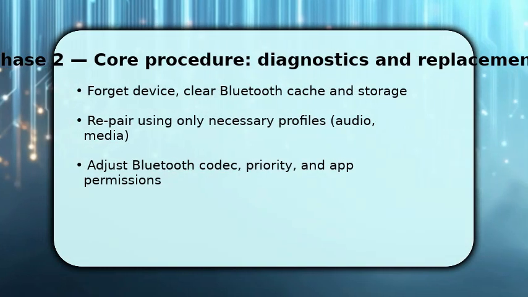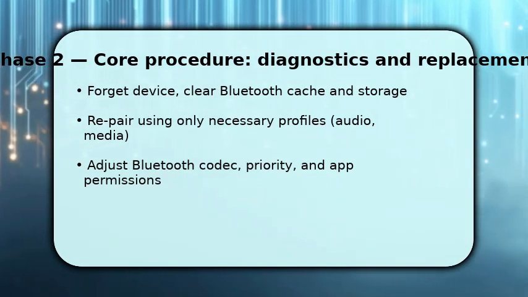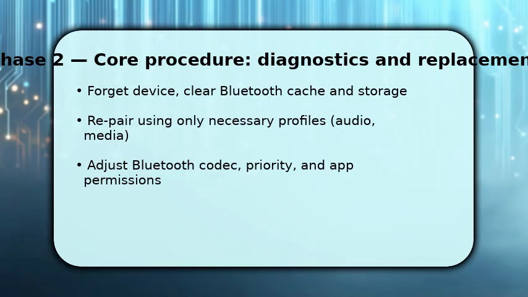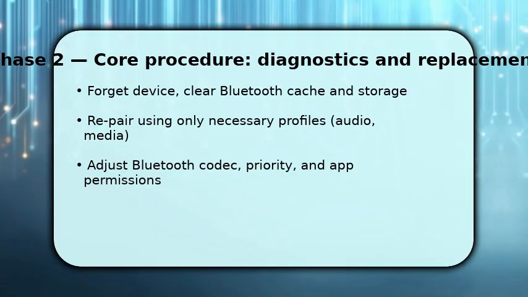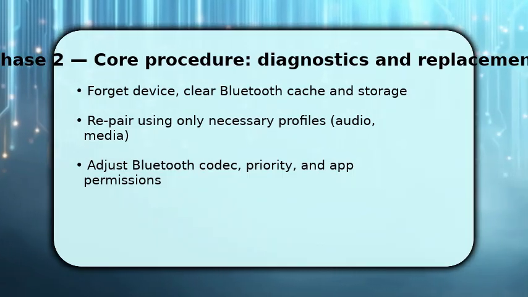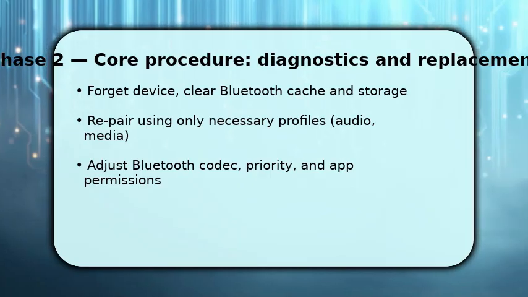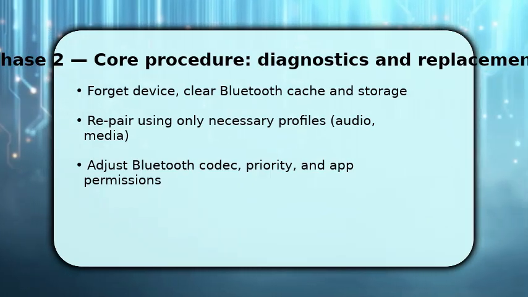These steps remove common environmental causes, and they prepare you to change persistent settings safely. Now tackle the persistent link. Forget the device in Bluetooth settings, then clear the Bluetooth cache and storage from app info. This resets corrupted profiles.